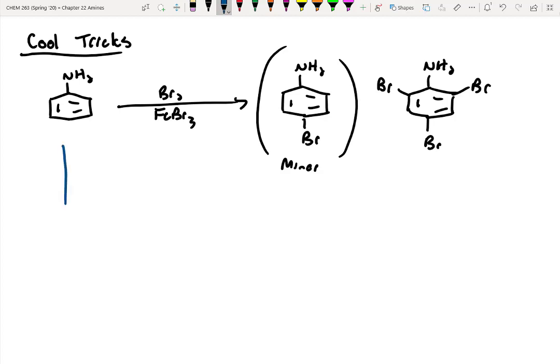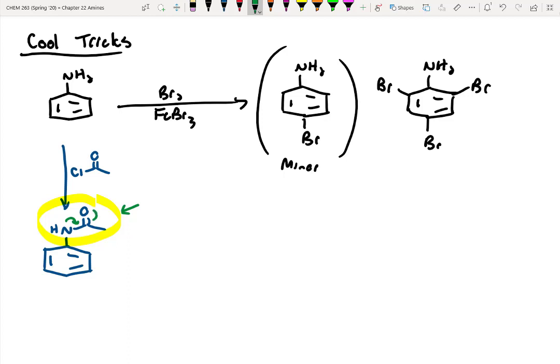Well, one workaround is to acylate that nitrogen, and by doing that, you're going to actually convert it from a strong activator to a moderate activator, right? Because if we think about this group right here, this is far less electron donating because now we've got competing resonance where we can pull this lone pair out, not just into the ring. So this is going to be a moderate activator.